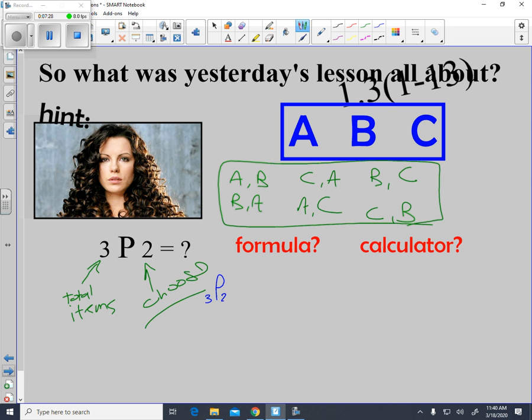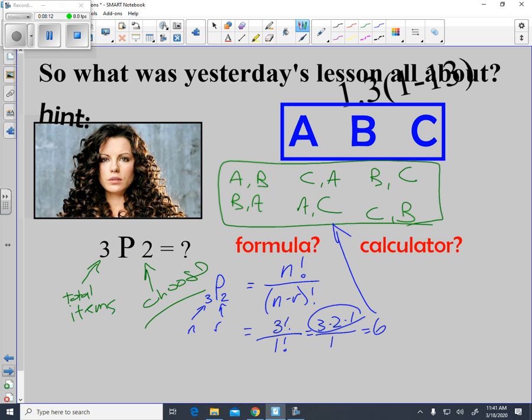3 permutation 2, that means n is 3 and r is 2, and the formula says n factorial over n minus r factorial will give us the size of the sample space, the number of outcomes. So here we go, 3 factorial is the numerator, and the denominator is n minus r, 3 minus 2, which is 1 factorial. And we know 3 factorial means 3 times 2 times 1, and 1 factorial is just 1. So it looks like I've got 6 on top, right? 6 over 1, which is 6, and it's those 6.